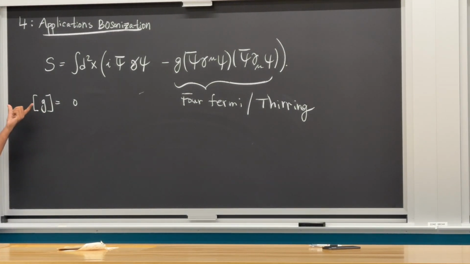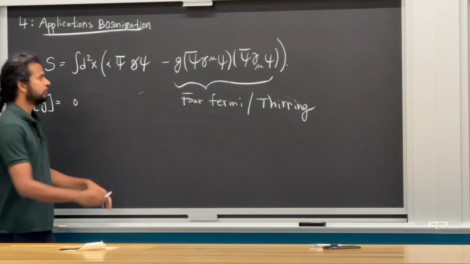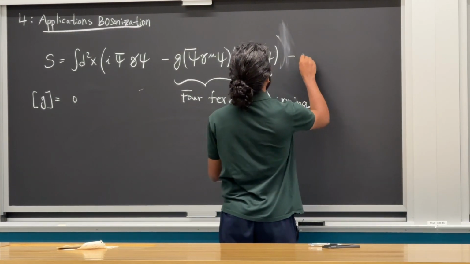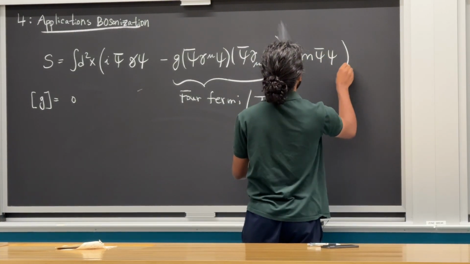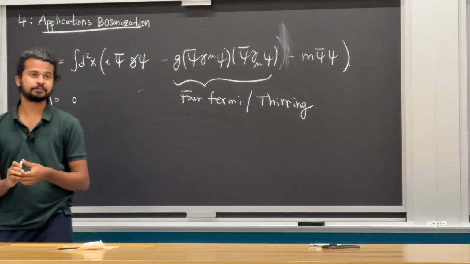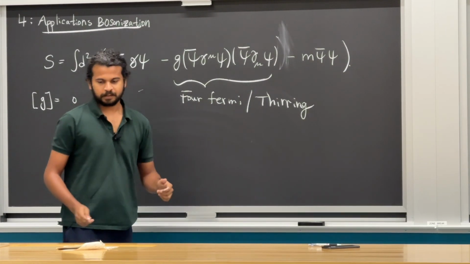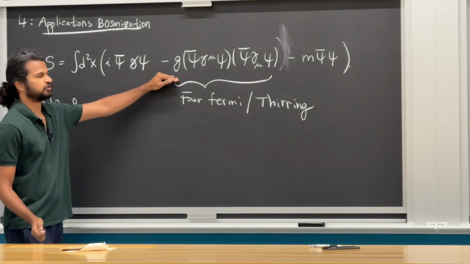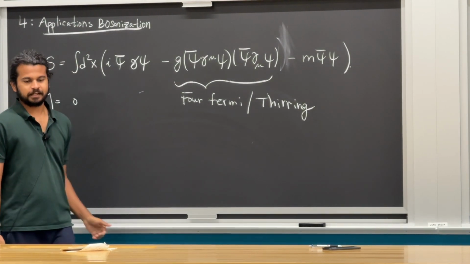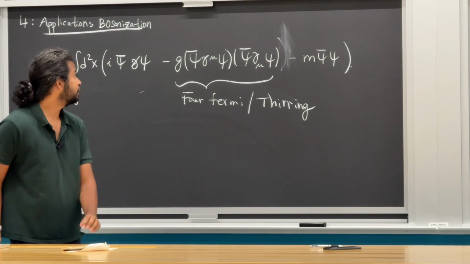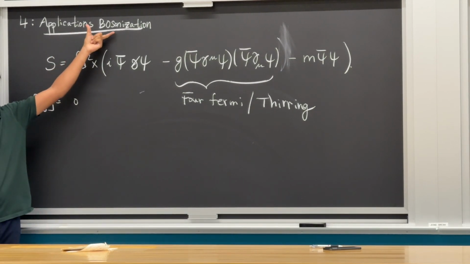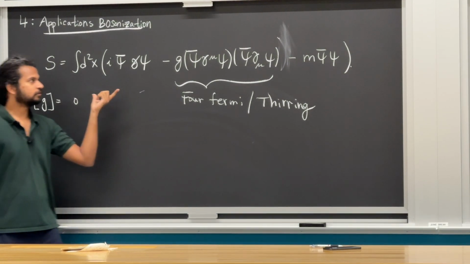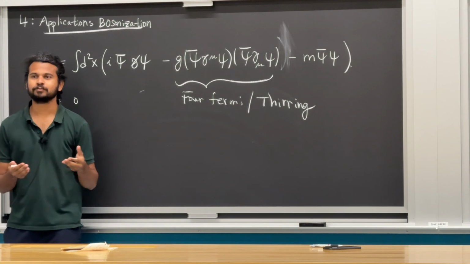Normally what we would do is to try to solve this. Oh, by the way, we can also add a mass term if we want to. With the mass term, it's called a massive Thirring model. So usually what we would try to do is to solve this for small g perturbatively. But it turns out that with this bosonization that we studied, this model can be solved exactly. So we will solve this model exactly as a warm-up to QED2.